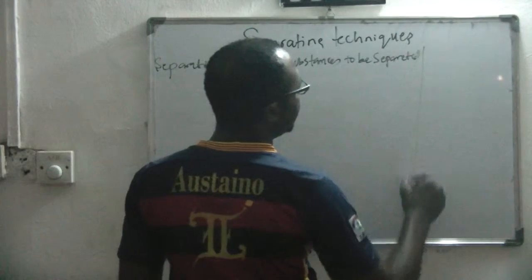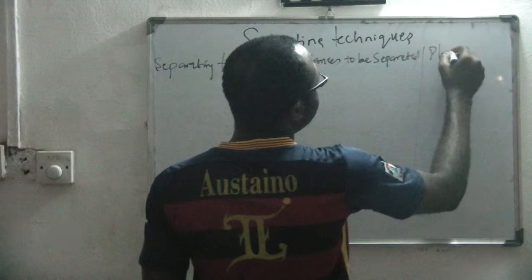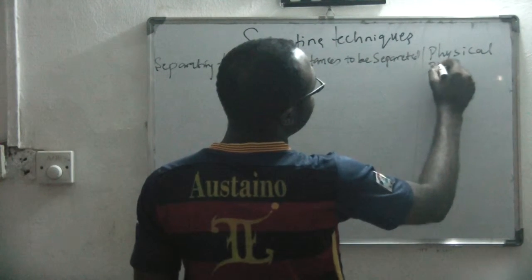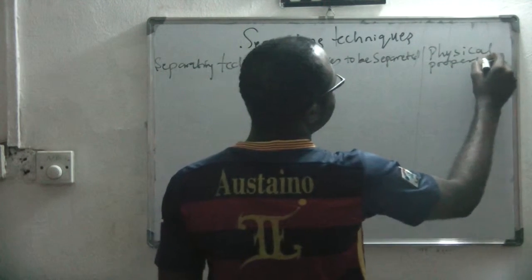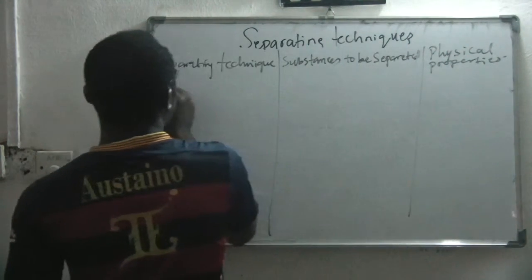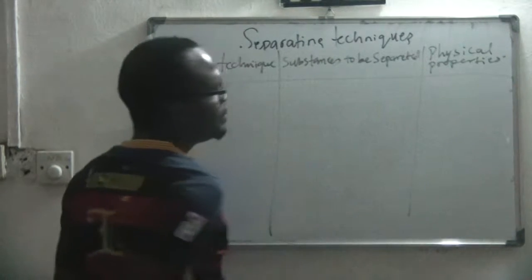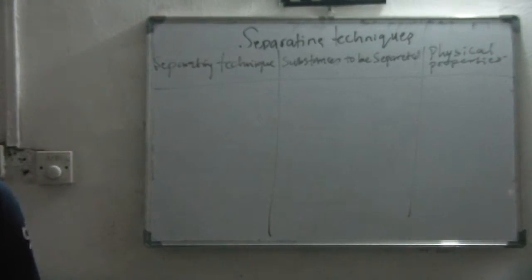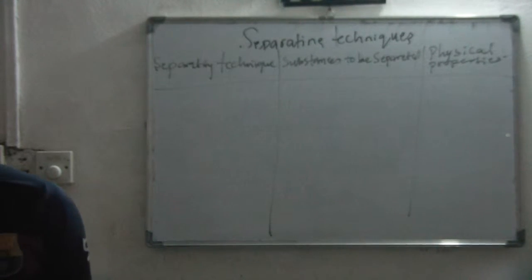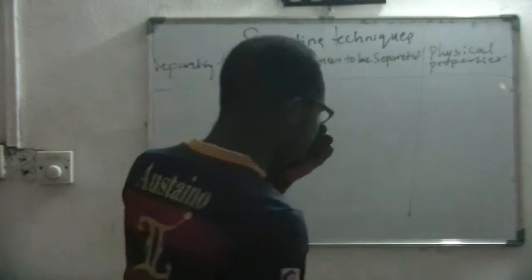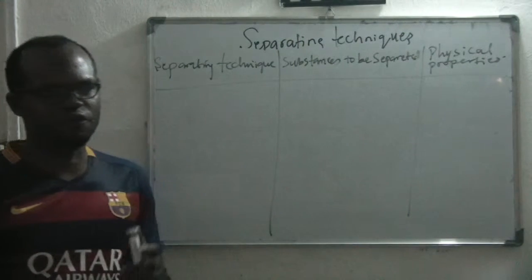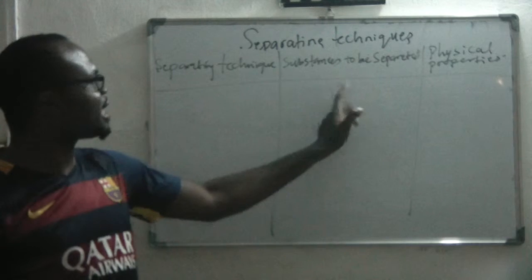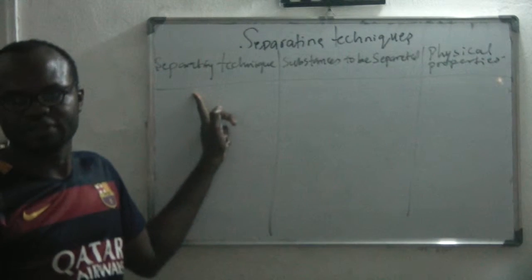Then here we'll write the physical property upon which the separation depends. Is that clear? Yes. The physical property that you use for the separation. So this table is very, very important. The knowledge of this table will help you to do a lot of things. Now if we have such and such as the substance to be separated, what kind of separating technique will you use?